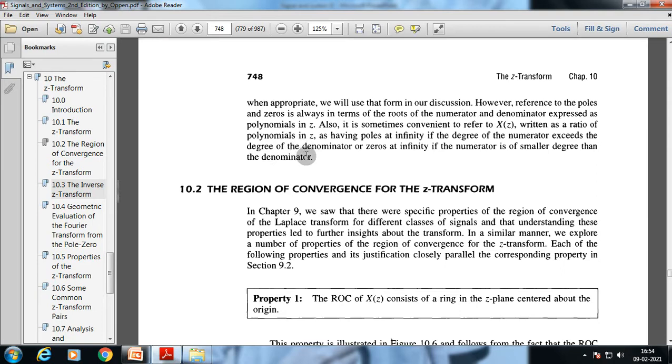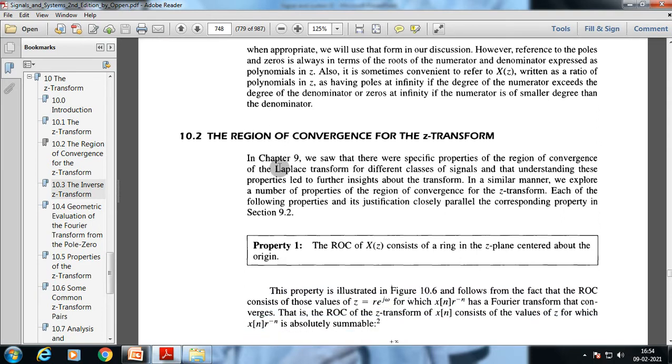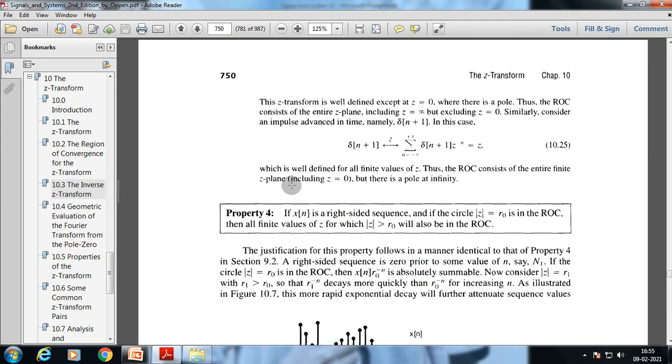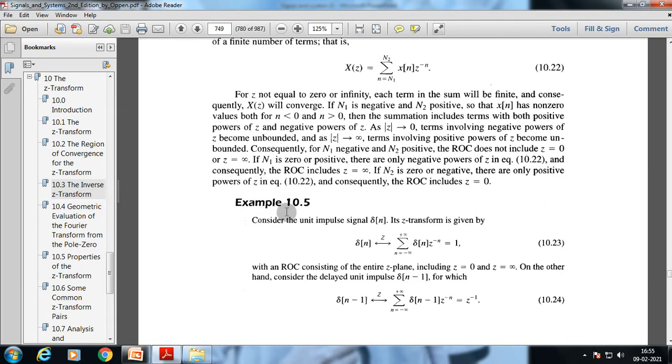Okay, so now let's go through a few more examples of region of convergence. This is the first example: consider the unit impulse signal δ[n]. Its z transform will be 1, as we know, with an ROC consisting of the entire z plane, similar to the s plane, including z equal to 0 and z equal to infinity.